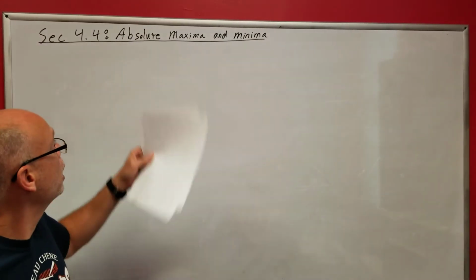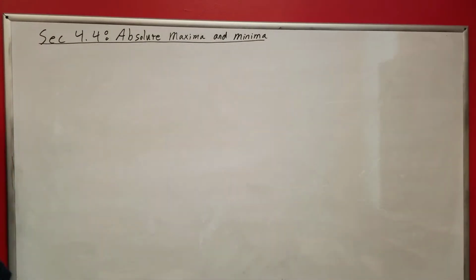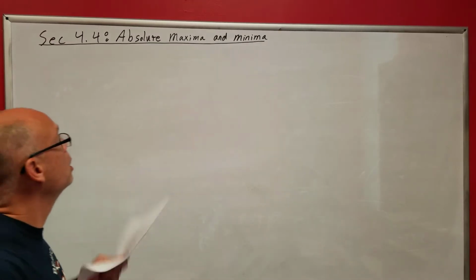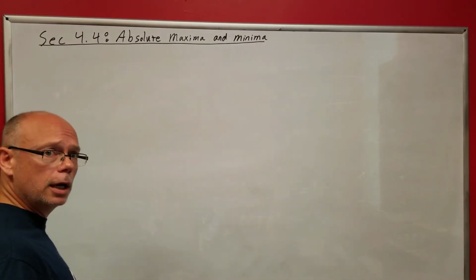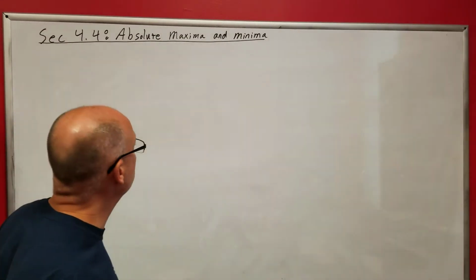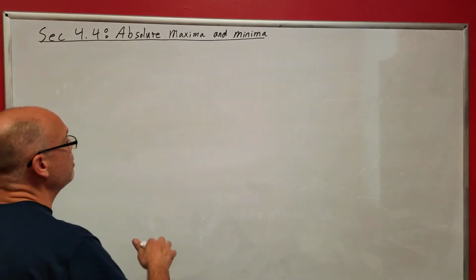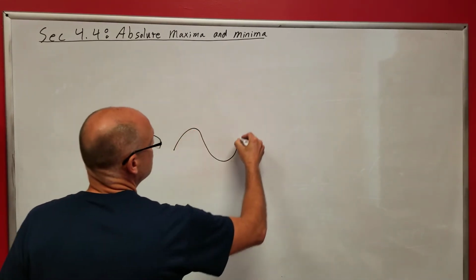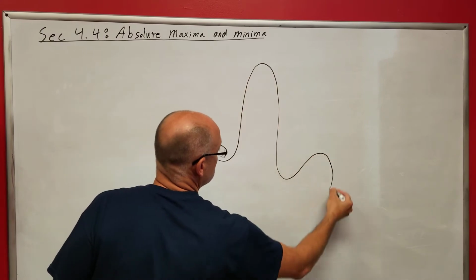Section 4.4, absolute minimum and absolute maximum. Alright, so what we're going to be looking at here, we looked at relative max, relative min. Now we're going to look at what is the absolute max. For example, let's suppose we have a graph that does this.